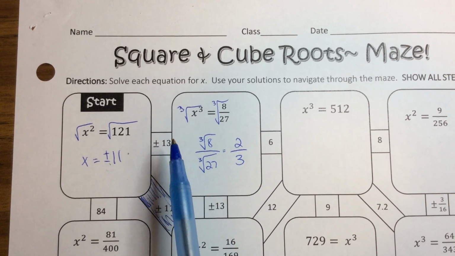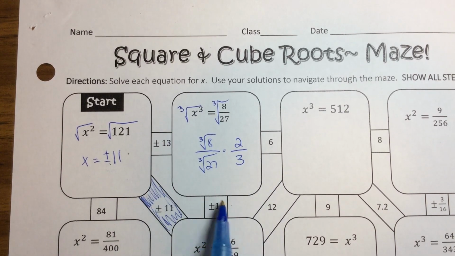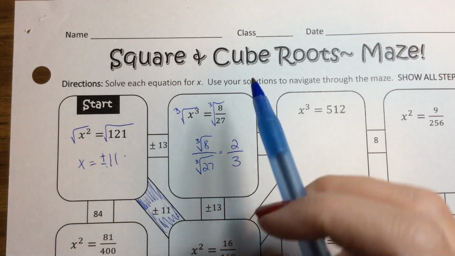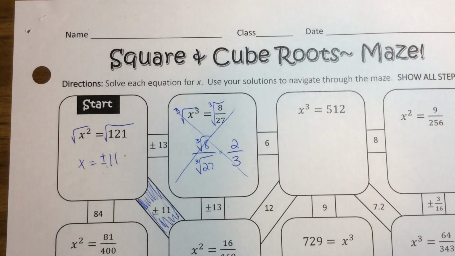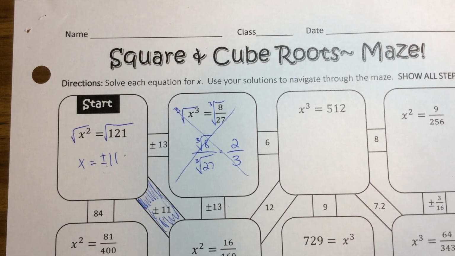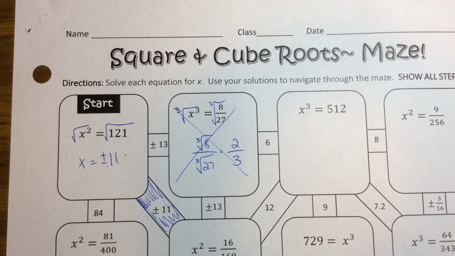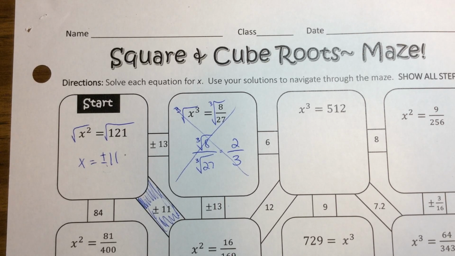Now you can tell that this wasn't one that needed done because the answer is not one of the pathways. So we didn't actually need to do this one, but now you can see how to do it. So again, when you're doing cube roots, you will only have one answer. And it'll depend on whether the original problem was negative or positive. Only square roots get two answers, positive and negative.